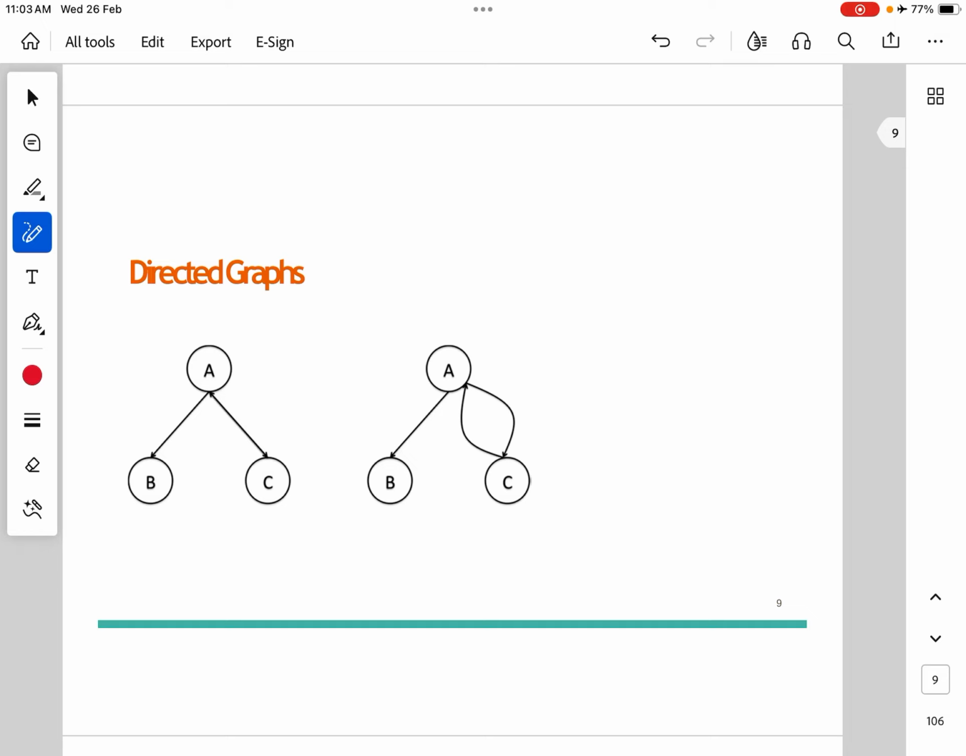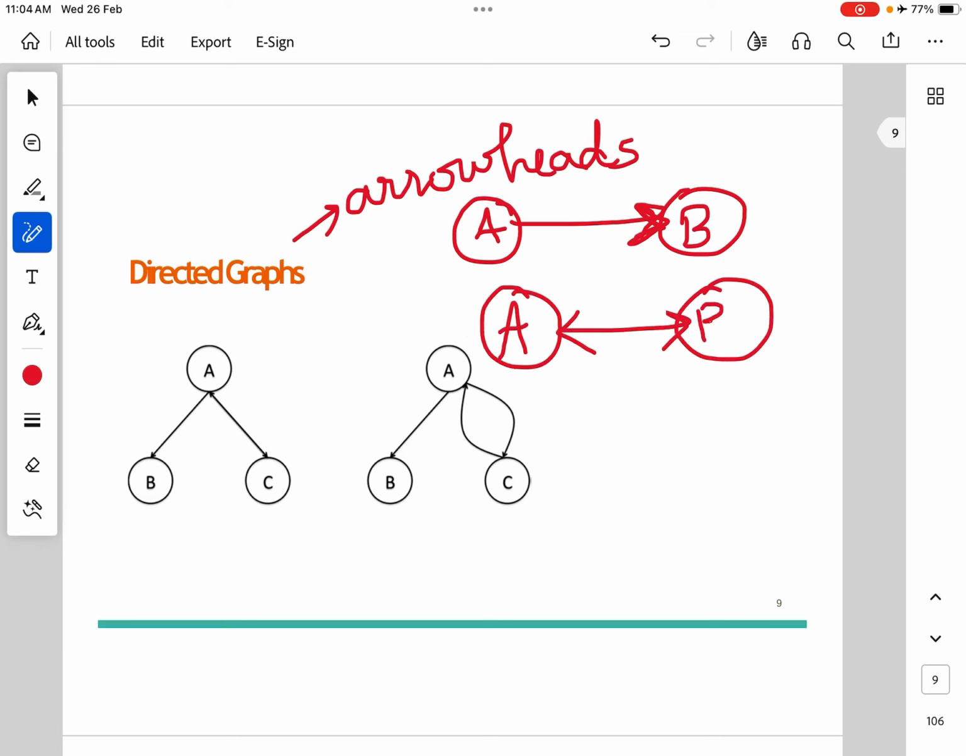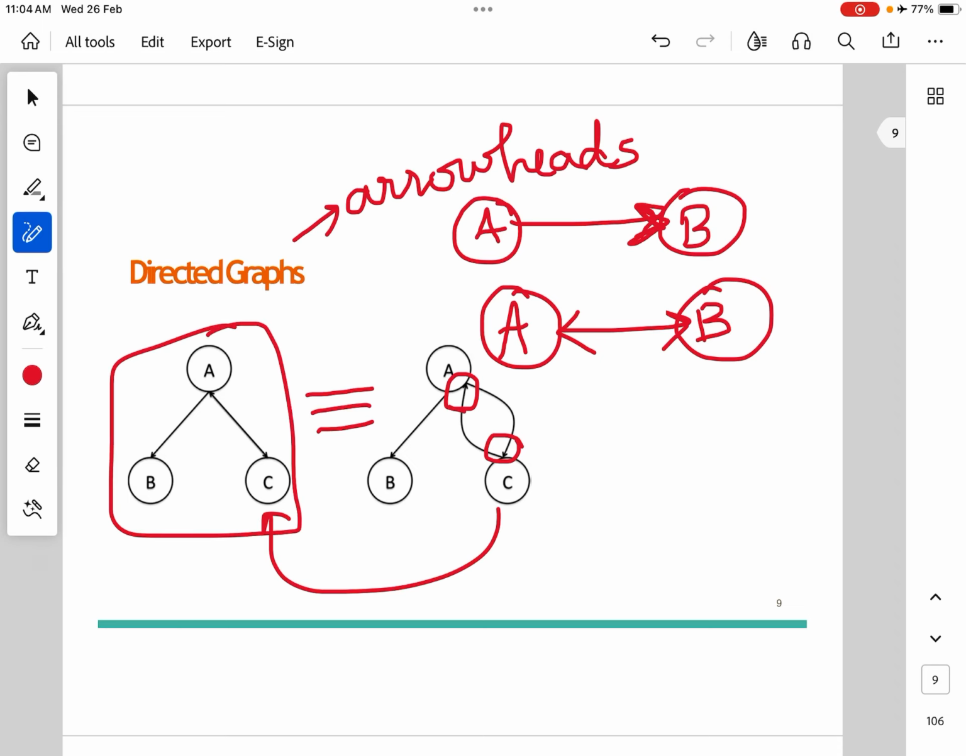Directed graphs will have an arrowhead. How do you represent directed graphs? Directed graphs are represented with the help of arrowheads. It can be unidirectional, that is from A to B there is only one direction, or it can be bidirectional, A bidirectional with B. In this directed graph, A to B and A and C is bidirectional. Here A to B, again this is also bidirectional. The only thing is that they have used 2 arrows. This can be represented like this also. So this is nothing but an equivalent structure of this graph.